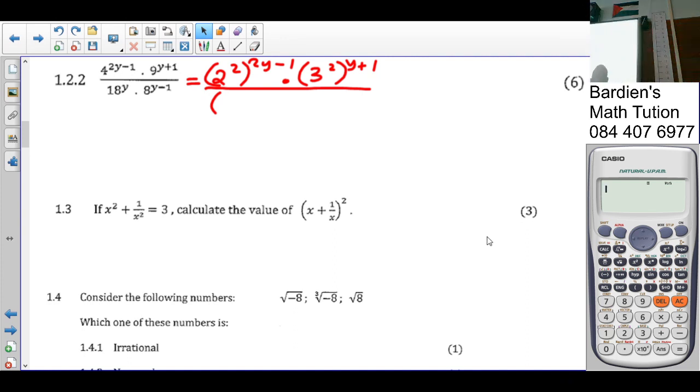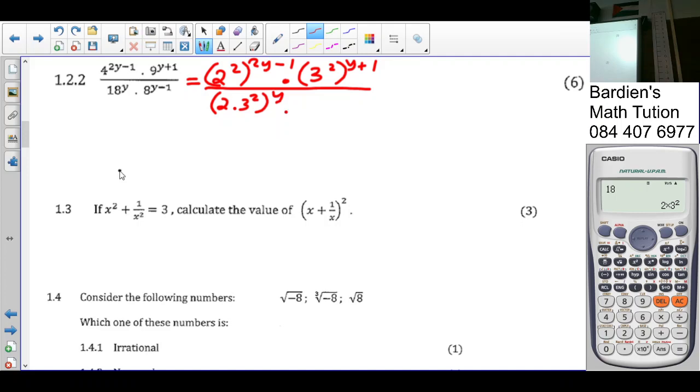Alright. So say we didn't know that, we say 18 is equal, shift factorize. As you can see, this button here with the dots on. So it's 2 times 3 squared, raised to the power y, times the same thing. 8 can be written as 2 cubed, y minus 1.